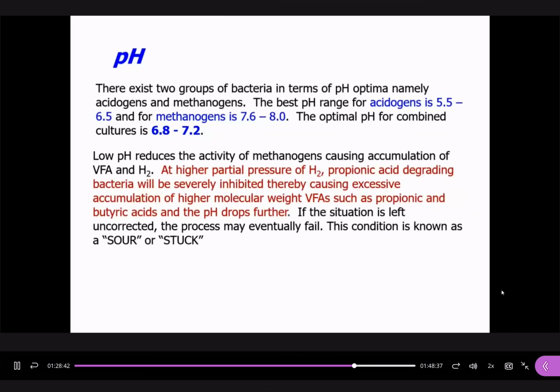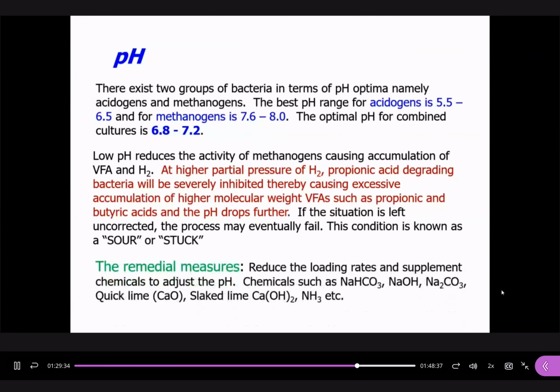Low pH reduces activity of methanogens, causing accumulation of volatile fatty acids and hydrogen. At a higher partial pressure of hydrogen, propionic acid degradation will be severely inhibited, therefore causing excessive accumulation of higher molecular weight fatty acids, such as propionic acid and butyric acid, and the pH drops further. That condition is known as sour or stuck. You have a lot of acids.